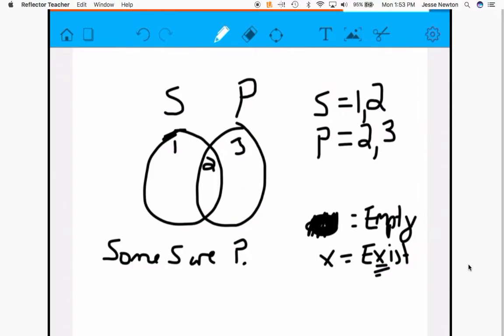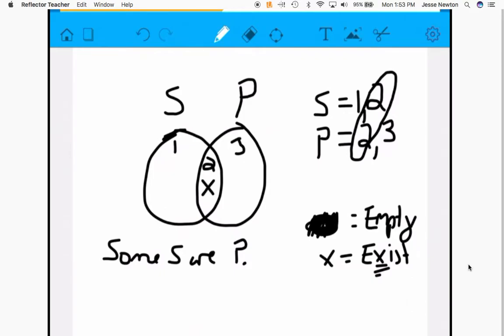You can look right here at the numbers. It's going to be helpful in the long term to look at the numbers in the top right. S is 1 and 2, and P is 2 and 3. That means that some members of S overlap in the region of 2. Some exist in the area of 2. So in order to show Some S are P, basically we just put an X right here.